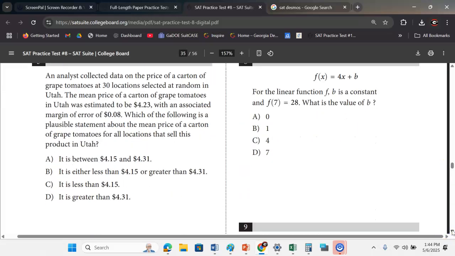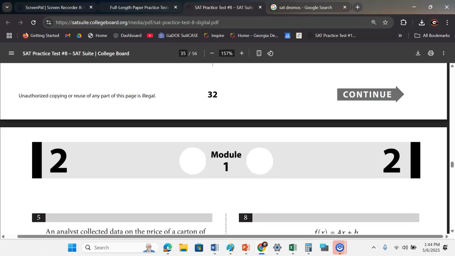Let's go down. Number five, an analyst collected data on the price of a carton of grape tomatoes, 30 locations selected at random in Utah. The mean price was $4.23 with associated margin of error of 8 cents. Okay, so this is a sampling. So you're not going to hit 423 every time, but it gives you something called a confidence interval. So margin of error means you can subtract from and add to. If you subtract from, that'd be 415. If you add to, that would be 431. So it's A, between 415 and 431. That's called a margin of error or confidence interval.